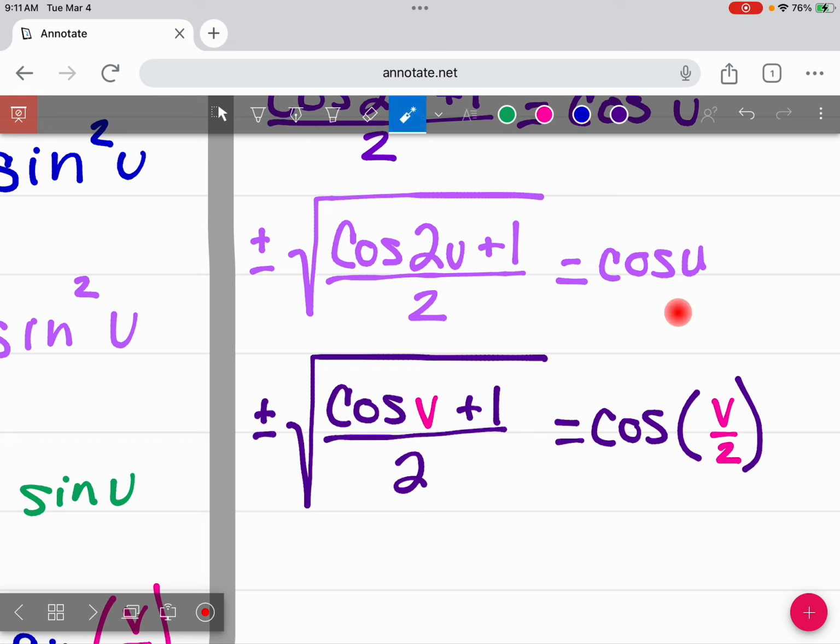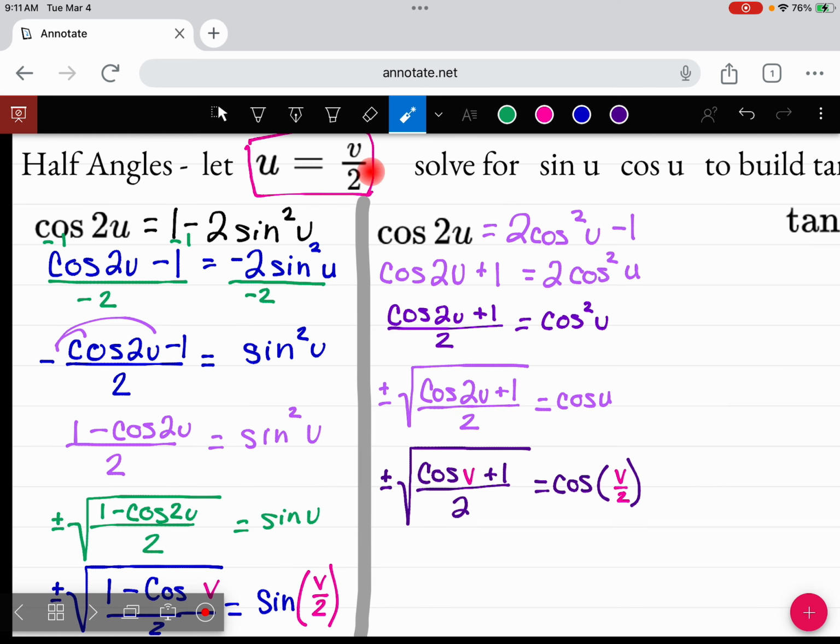From here up, it was of u. These down here, these are v. This is where we switch to v, because we're trying to find the formula for v over 2. We want our cosine v over 2. We had sine v over 2 over here. We want cosine v over 2. These are our half angle formulas. That's what we're trying to build.